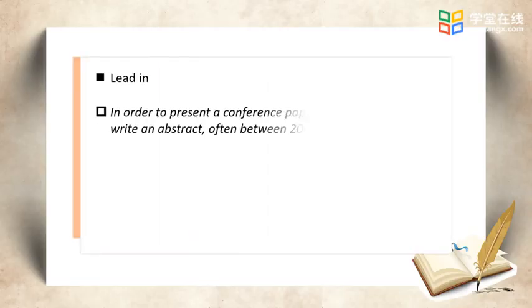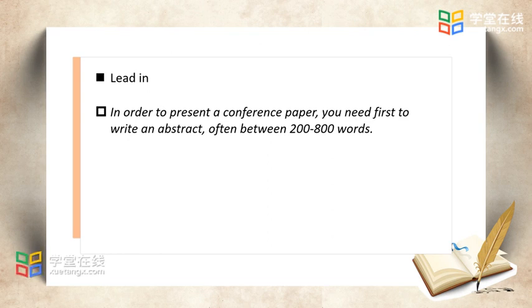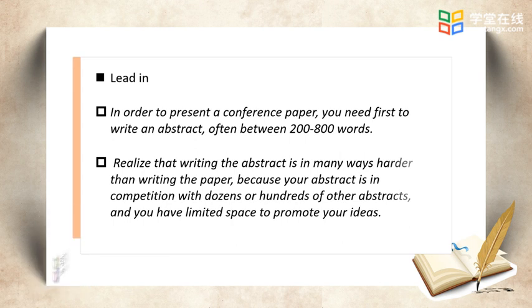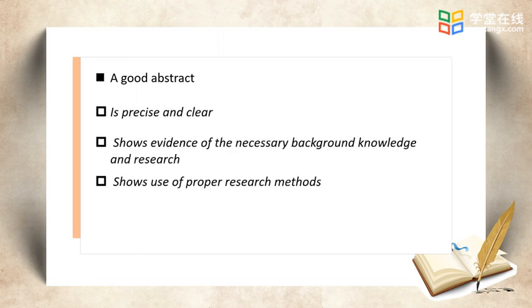In order to present a conference paper, you need to first write an abstract, often between 200 to 800 words. Realize that writing the abstract is in many ways harder than writing the paper, because your abstract is in competition with dozens or hundreds of other abstracts, and you have limited space to promote your ideas. To produce a good abstract, you need to be precise, clear, and able to show evidence that you have the necessary knowledge, have done the preliminary background research, have adopted proper research methods, have thought through what you want to discuss, and can cover the material properly in the given amount of time.